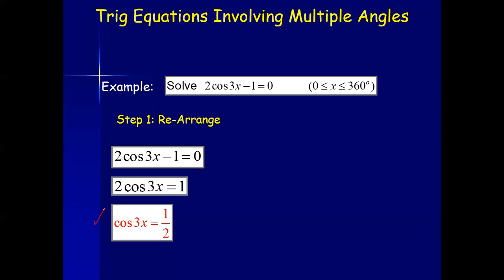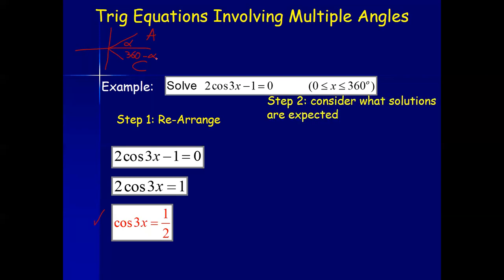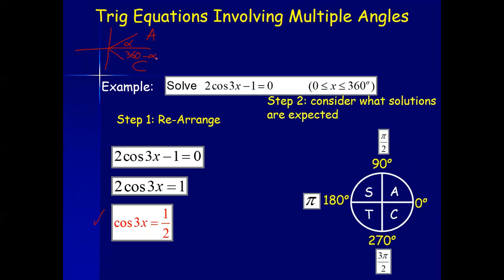The next one is to solve 3x. Find out first using CAST where I'm supposed to be. So I'm supposed to have an angle here and 360 minus that angle here. So I'm going to look for an angle that gives me cos of that angle equal to a half. So consider what solutions are expected. That's what we've done.